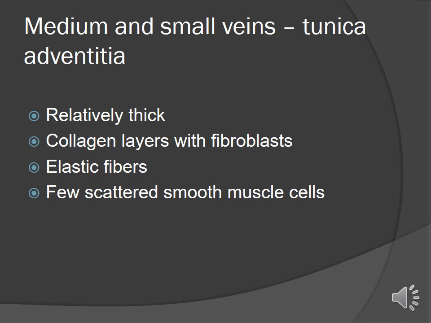The tunica adventitia is thicker than the tunica media and contains collagen fibers, a network of elastic fibers, fibroblasts, and few scattered smooth muscle cells.